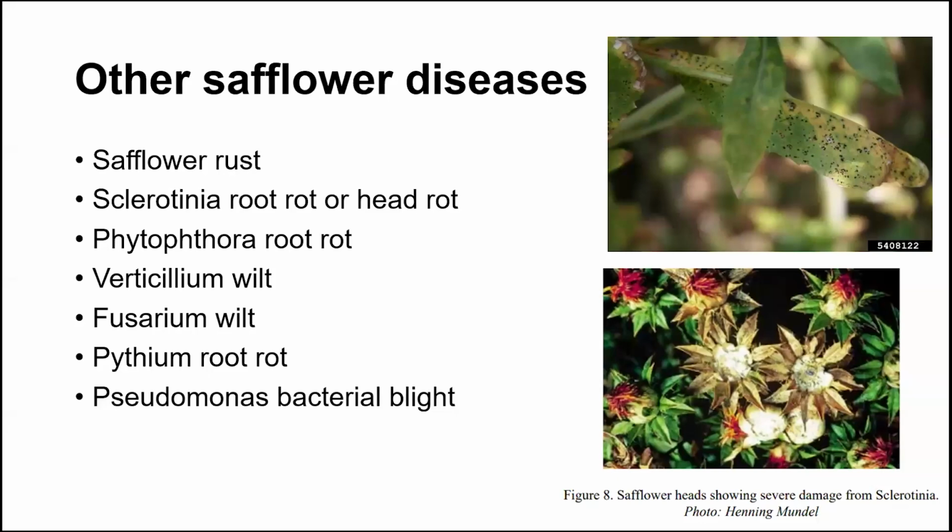A few other safflower diseases. There is safflower rust. So it's a different species of rust from sunflower rust, but the same environmental conditions will encourage the growth of that rust. And safflowers, like so many others, do also get white mold. So there is an example of severe damage from the Sclerotinia or white mold.